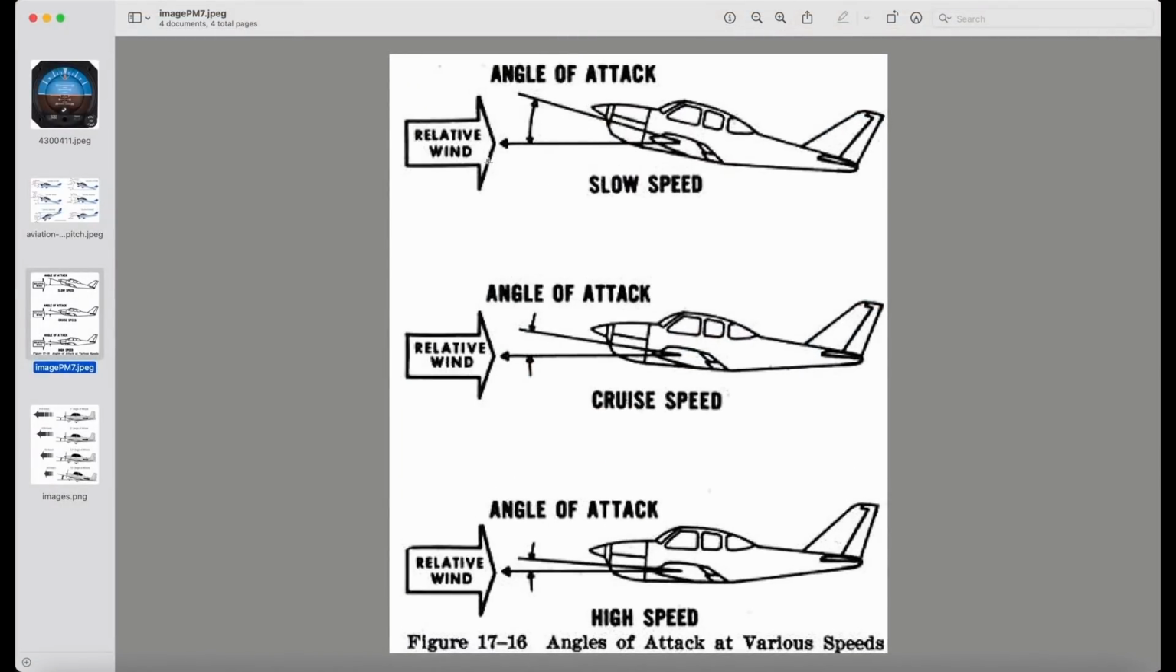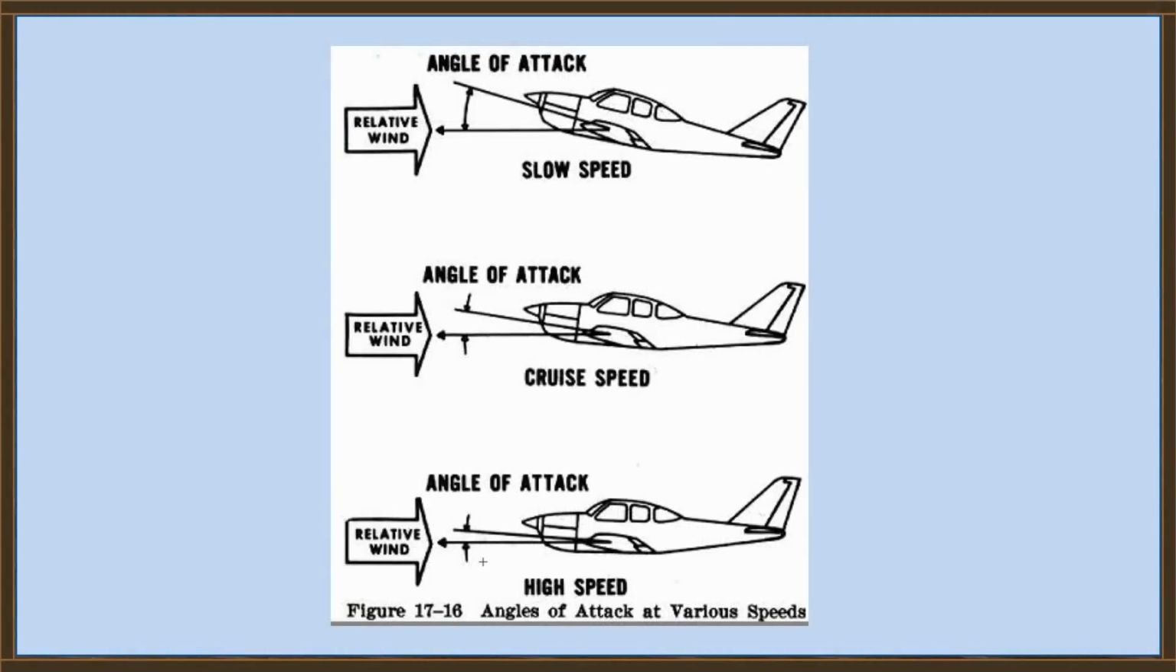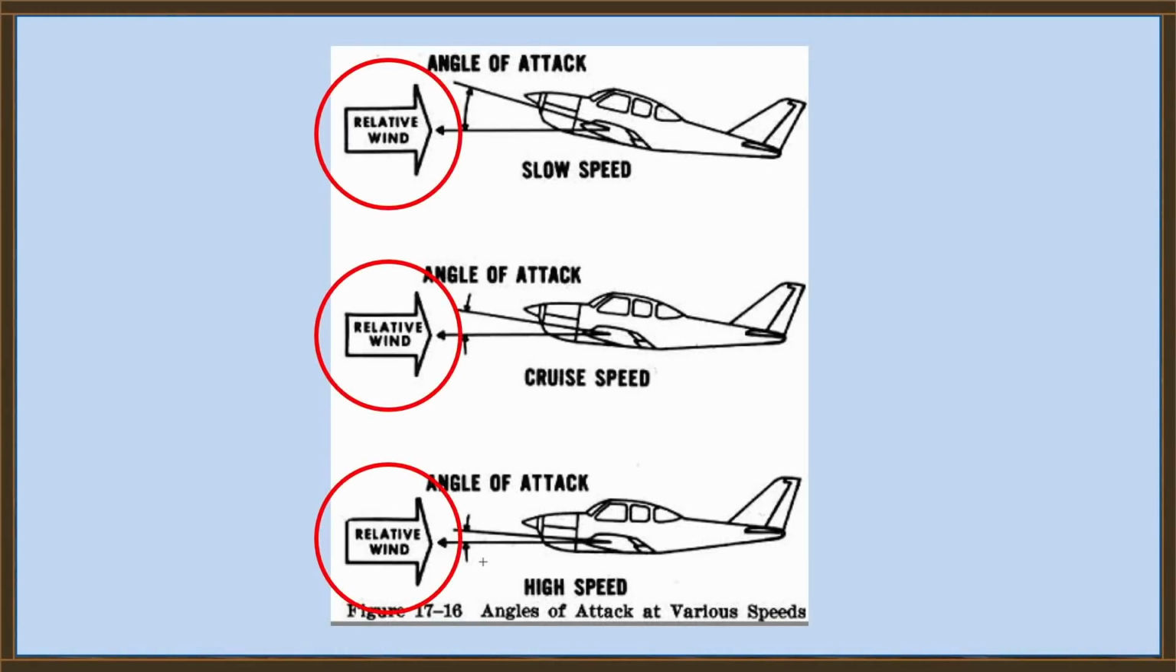So angle of attack, right, flying slow, right? The angle of attack is high when you're flying slow, because the pilot has to have a high angle of attack to keep enough lift. When at cruise speed, the angle of attack is moderate, right? So these arrows here are horizontal. No, Brian, those arrows say relative wind.